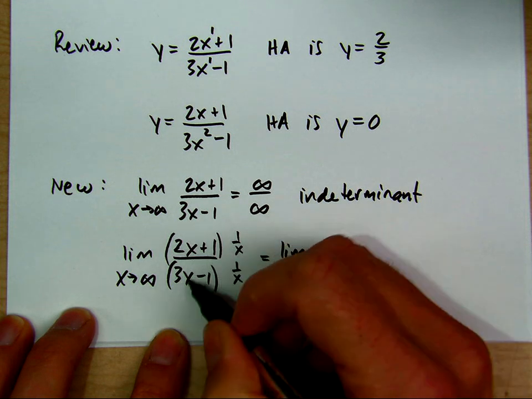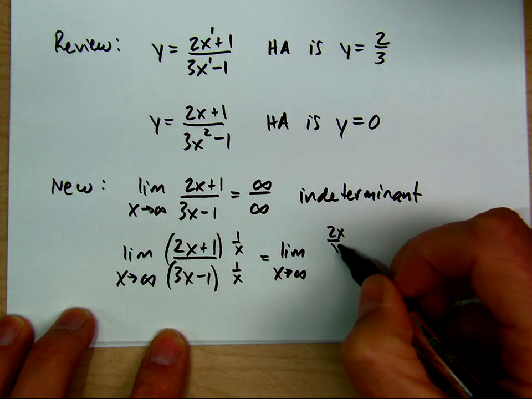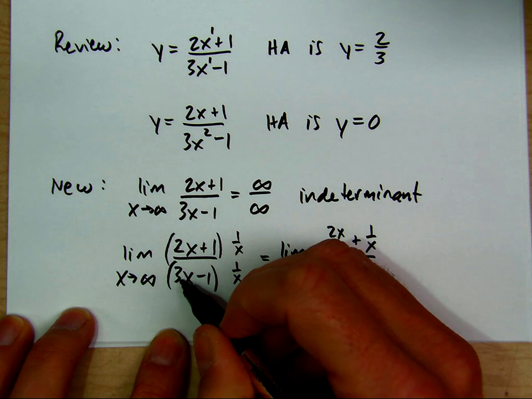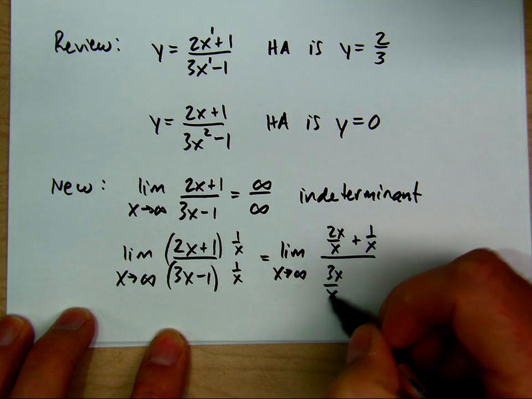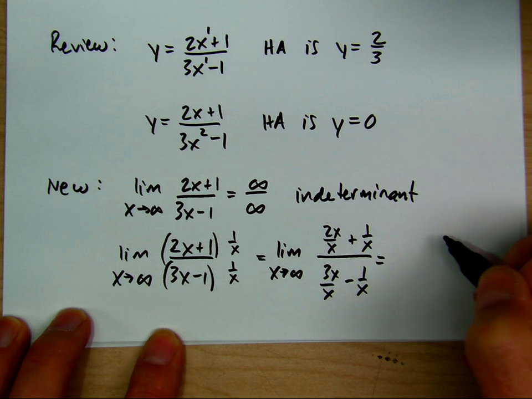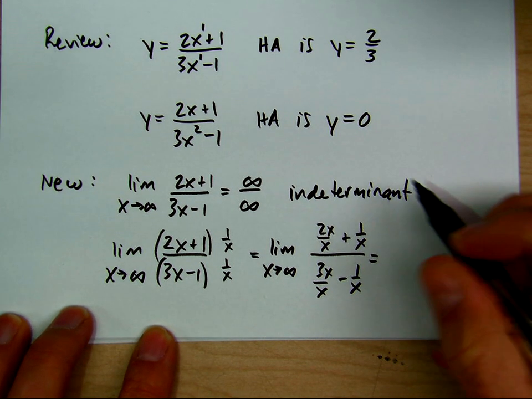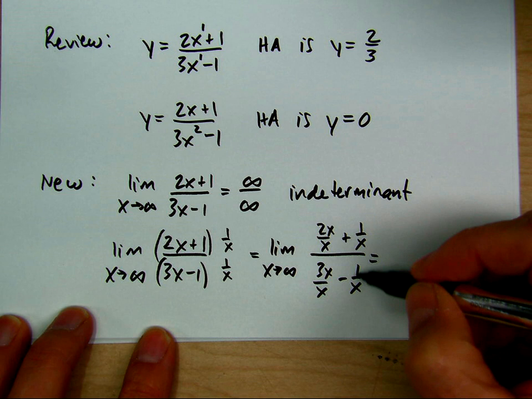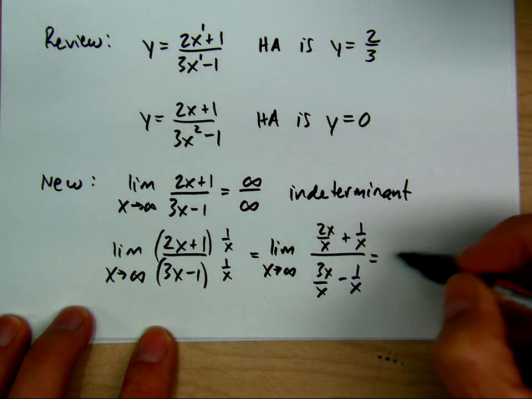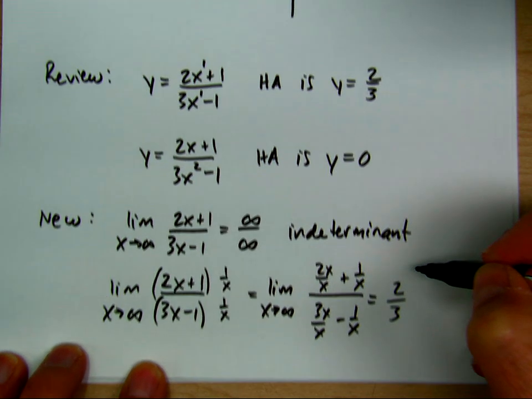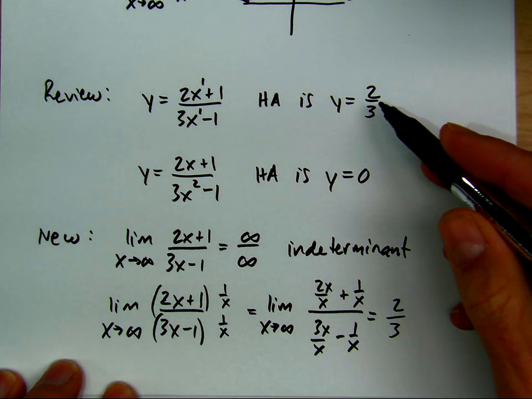Put an x under every term, 2x over x, 1 over x, 3x over x, and minus 1 over x. So this goes to 0 because it's 1 over infinity. 1 over infinity, these are zeros. The x cancels and we get 2 over 3. The same thing that we have from that shortcut from pre-calculus.